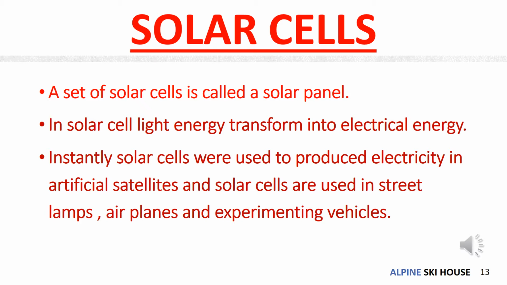Our next subtopic is solar cells. A set of solar cells is called a solar panel. In solar cells, light energy transforms into electrical energy. Solar cells were used to produce electricity in artificial satellites, and solar cells are used in street lamps, airplanes, and experimental vehicles.